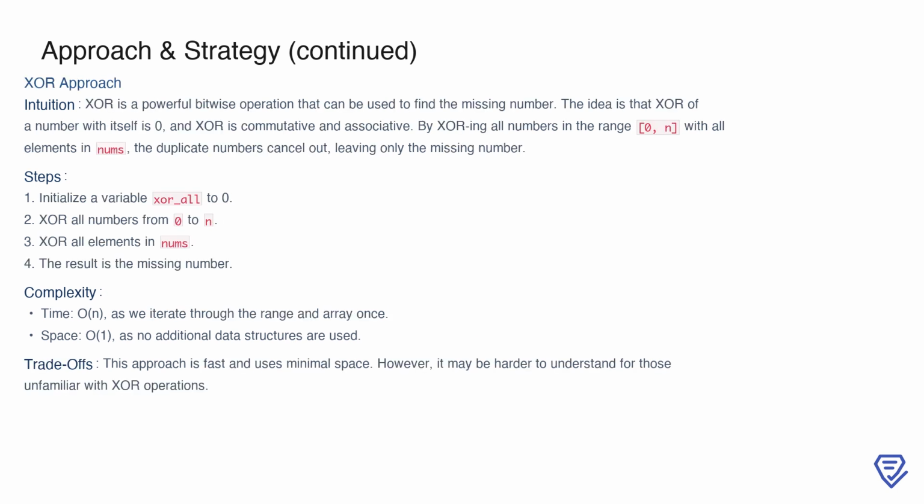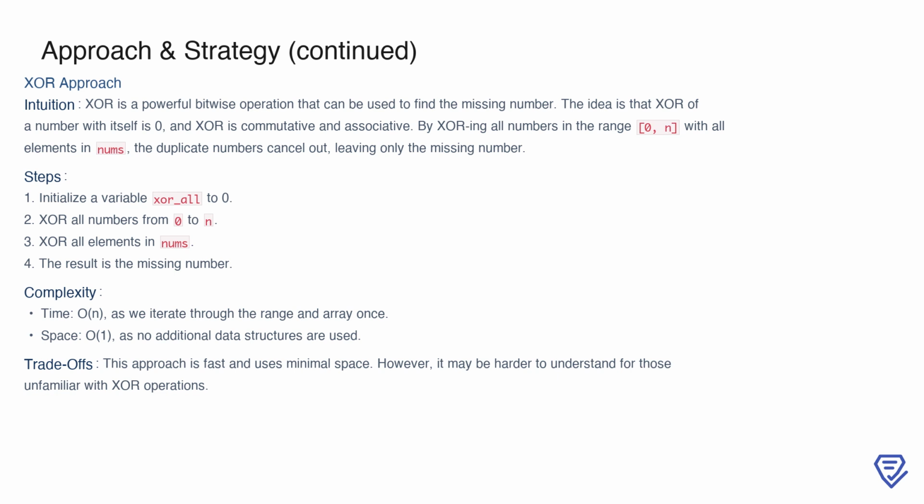Another efficient technique for solving this problem is the XOR approach. This method utilizes the properties of the XOR bitwise operation, which is particularly well suited for detecting missing or duplicate numbers in sequences. The key insight here is that XORing a number with itself results in 0, and XOR is both commutative and associative. By XORing all integers from 0 to n with all elements in the input array, the repeated numbers cancel out, leaving only the missing number.